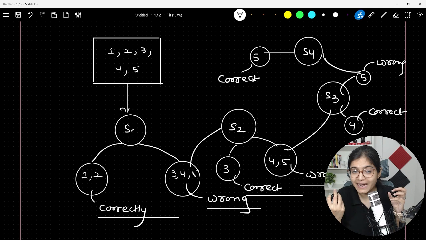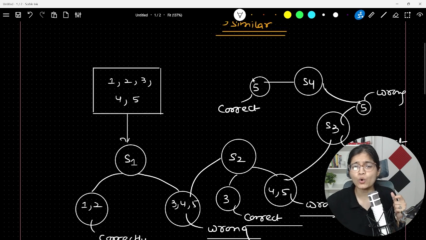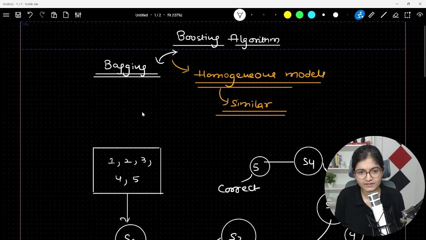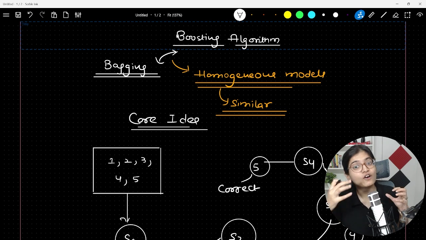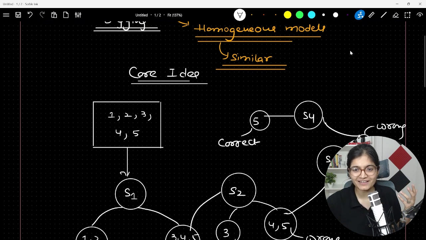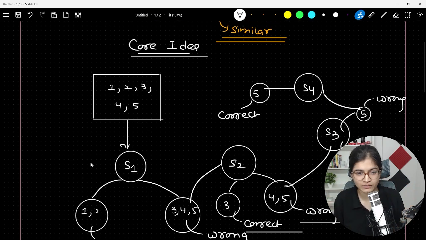Then only I can say that I will be able to get the output of all the 5 questions that I have asked. This is the core idea behind the boosting algorithm. That is where this word boost came into picture, right? So here what we are doing is we are trying to combine the results of the models now.